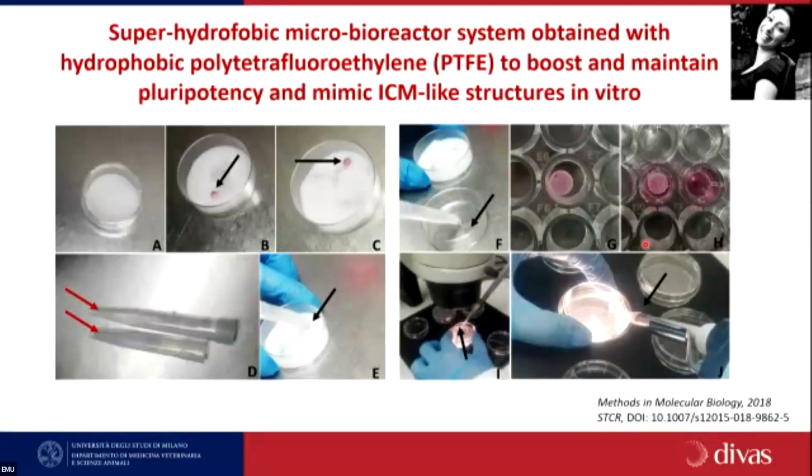And basically cells will be living in a kind of microplanet, doing whatever they want to do, and simply exchanging information with the medium. In this case, we were trying to prepare inner cell mass-like structures, so the inner cell mass within the embryo, and we were interested in maintaining pluripotency in this microbioreactor. By the way, these experiments were carried out in collaboration with my colleague, Giorgia Pennarosa, who's not here today.